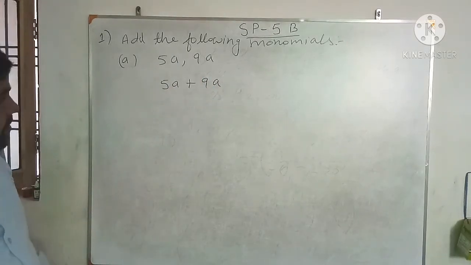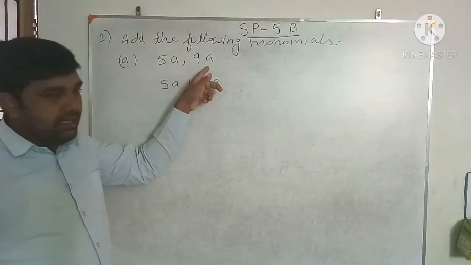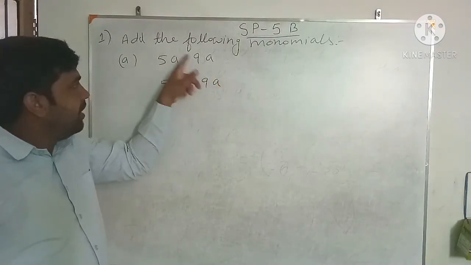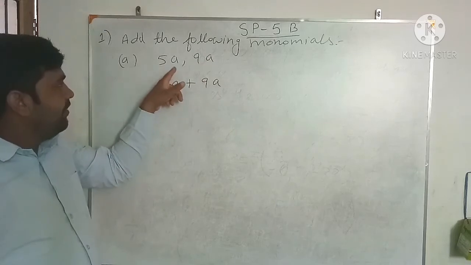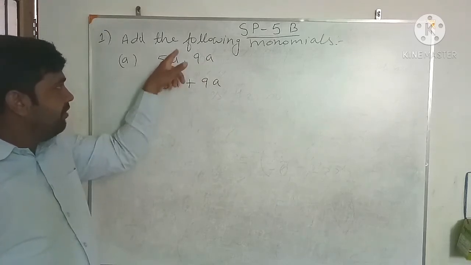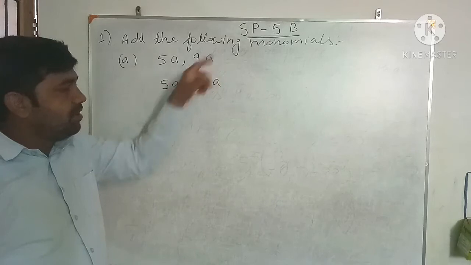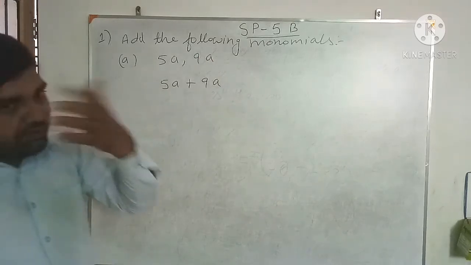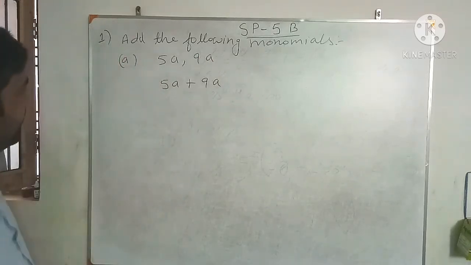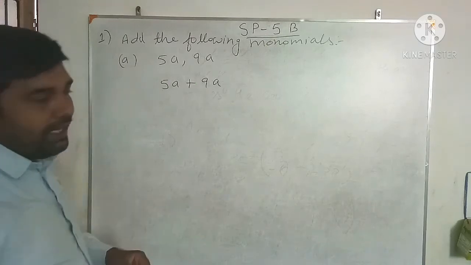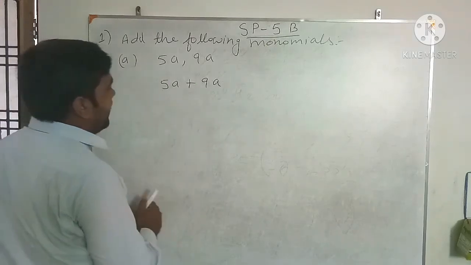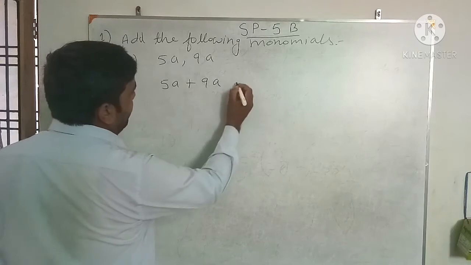Both are like terms because in both the monomials we have the same variable and the same power also. The power of A in the first term is 1 and the power of A in the second term is also 1. So we can do the addition with the like terms. So here we will learn the addition. So we add all the like terms.